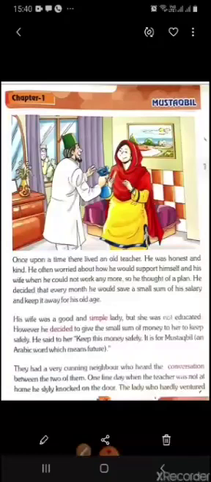Our first chapter is Mustaqbil, which in Arabic language means future. Now let's read the chapter.